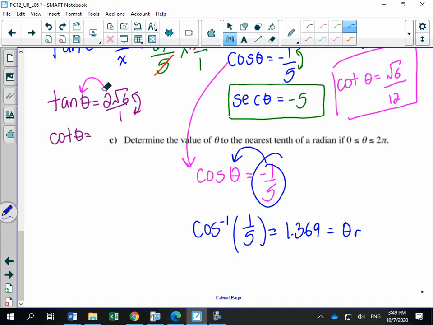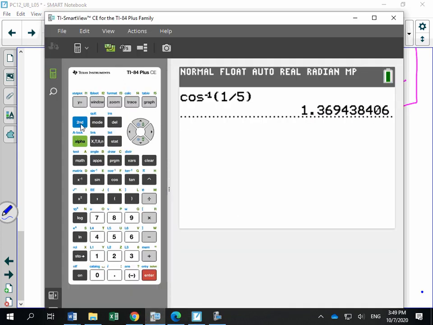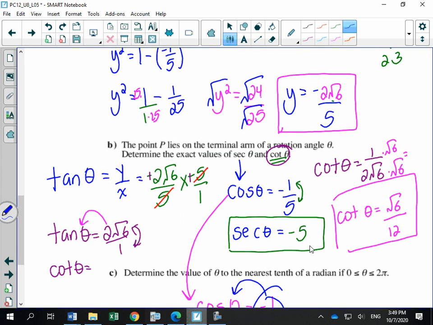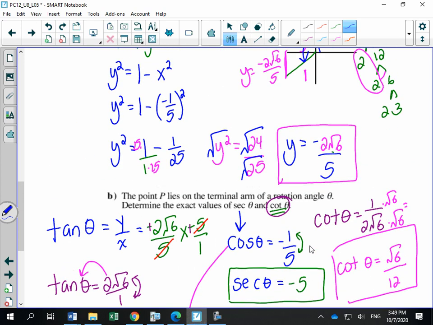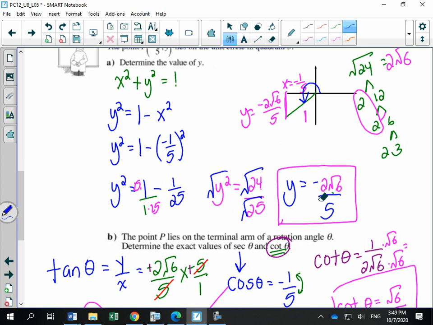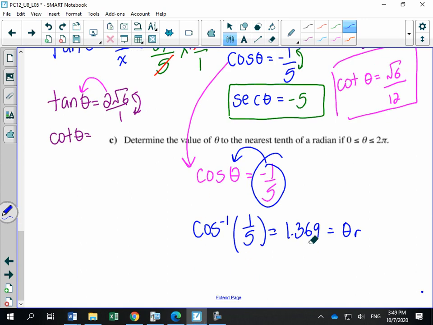I'm just going to show you how we would get the exact same answer if you would have chosen to do tan. If I would have chosen tan, the inverse tan of 2 root 6 gives me the same reference angle. I could have even done sine. I know that my sine of theta is equal to my y value. So if I do the inverse sine of this guy, you would get the same reference angle. But I used cos, that's my reference angle.